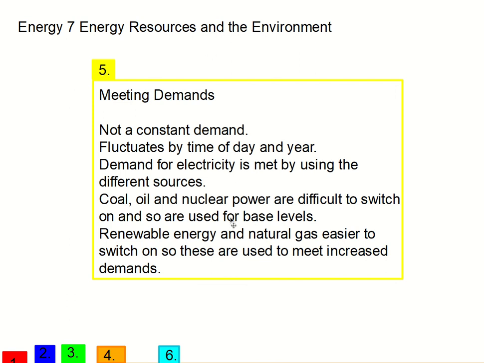When you get a surge in demand, for example, half-time of the World Cup final, when everybody gets up to make a cup of tea, there'll be a surge in demand. More people will want electricity. The country uses renewable energy because these are much easier to switch on, natural gas as well. So if you suddenly have a massive surge in demand, you might find that all the wind turbines get switched on and generate that extra electricity. So you have a base demand that is met by coal, oil and nuclear power, and those fluctuations, those little surges in demand here and there, are met by using extra renewable energy resources and natural gas.